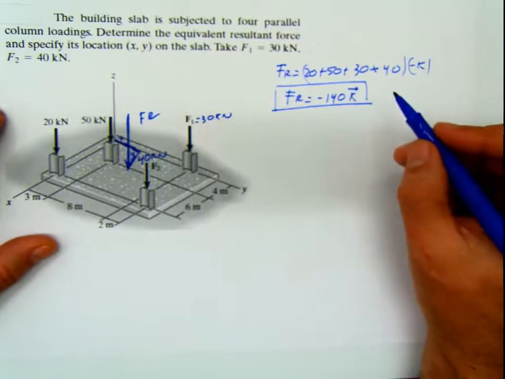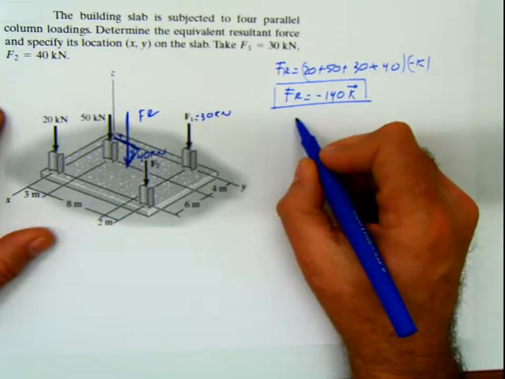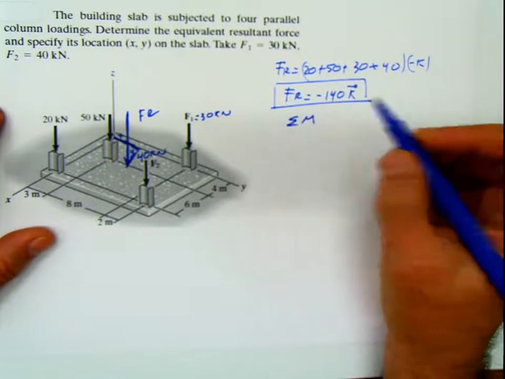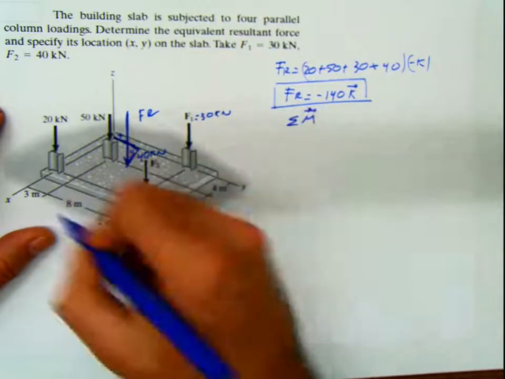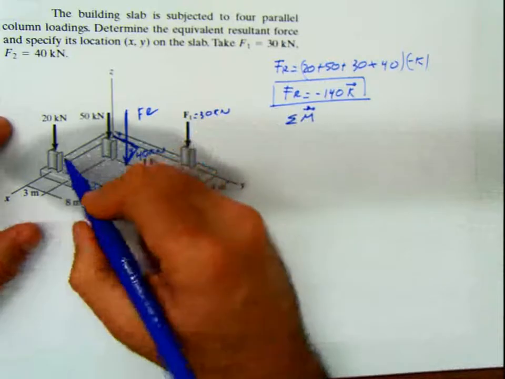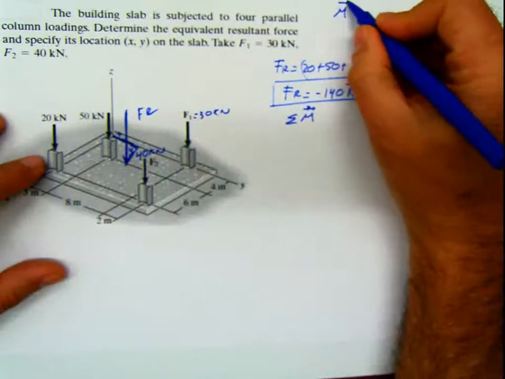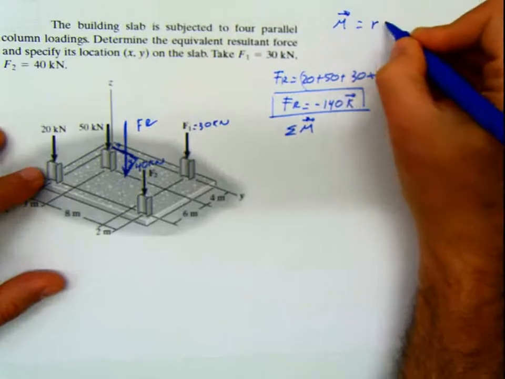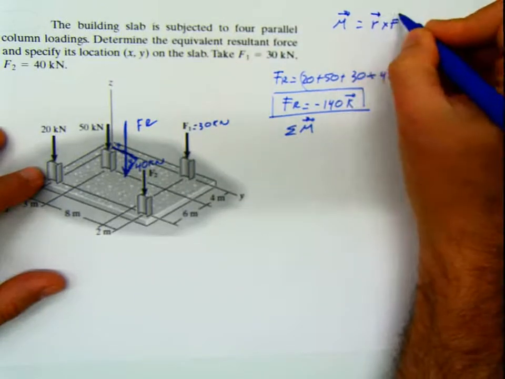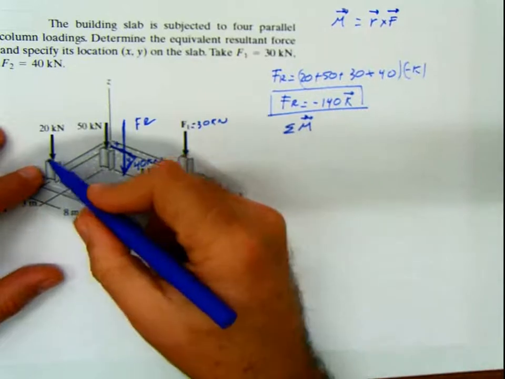So let's start from the beginning. I'm going to start calculating the summation of moments, the moments of each one of the individual forces. Let's start from there. The first force, I'm going to use this force of 20. Remember, my moment is R cross F, not F cross R, R cross F. So let's start with this force of 20.